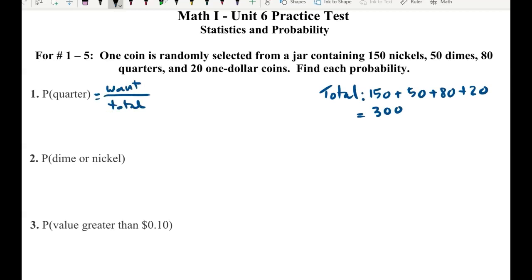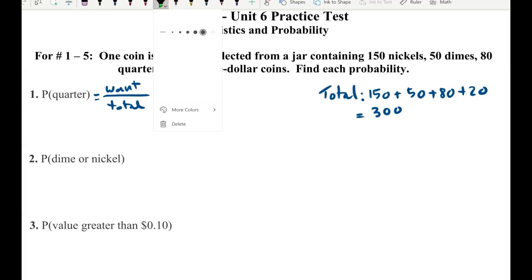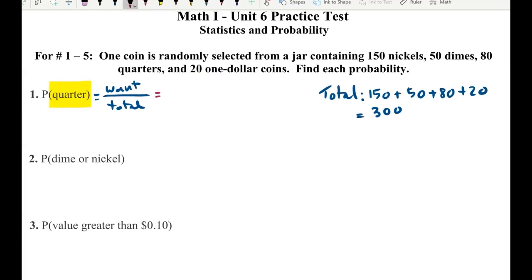Okay, on the first question, number 1, they ask you to find the probability of a quarter. So how many quarters do we have here? We have 80 quarters. So we want quarters over the total of 300 coins. Then we reduce the fraction. Reduce it by 10, that gives you 8 over 30. And we continue to reduce it by 2. That will give you 4 over 15. That's it for number 1.